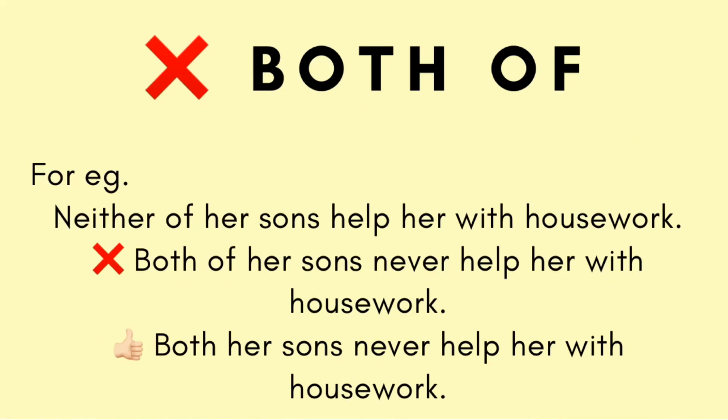We all know this, but we still make mistakes with this part. With both, we never use of. For example, both of our sons never help her with housework. You will never write of with both. Like in this sentence, both of her sons never help her with housework. The correct answer is both her sons never help her with housework.